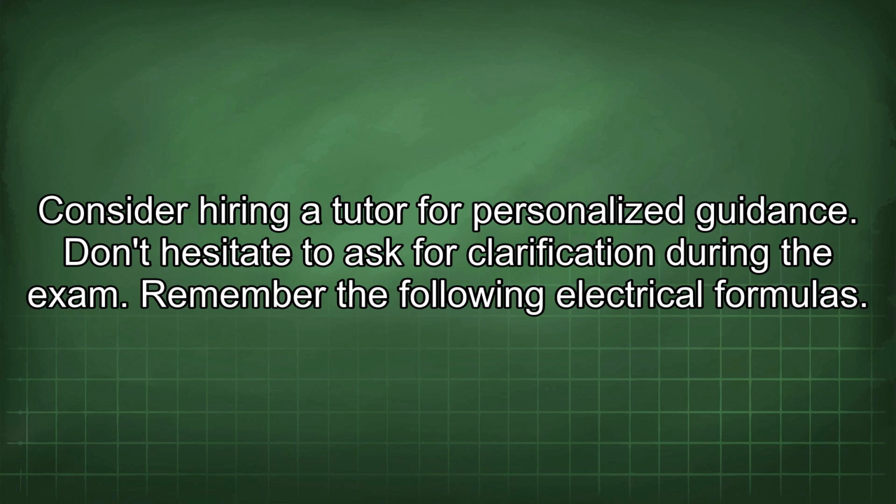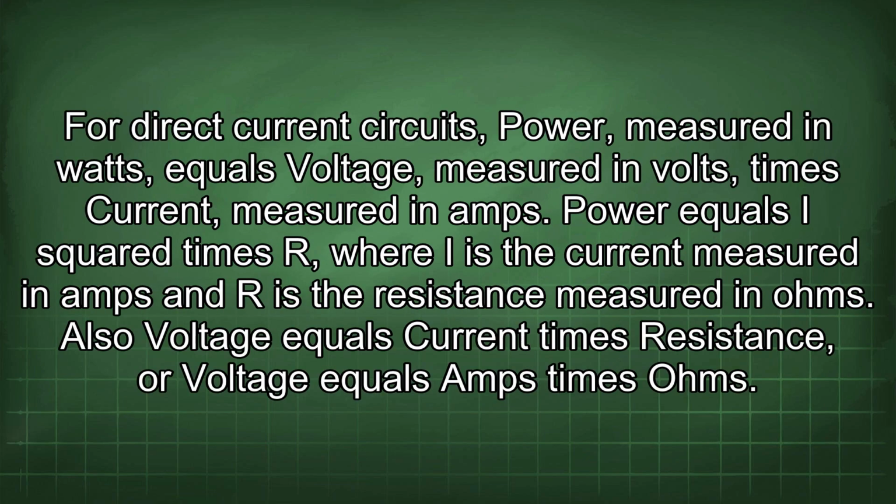Remember the following electrical formulas. For direct current circuits, power, measured in watts, equals voltage, measured in volts, times current, measured in amps. Power equals I squared times R, where I is the current measured in amps and R is the resistance measured in ohms. Also voltage equals current times resistance, or voltage equals amps times ohms.